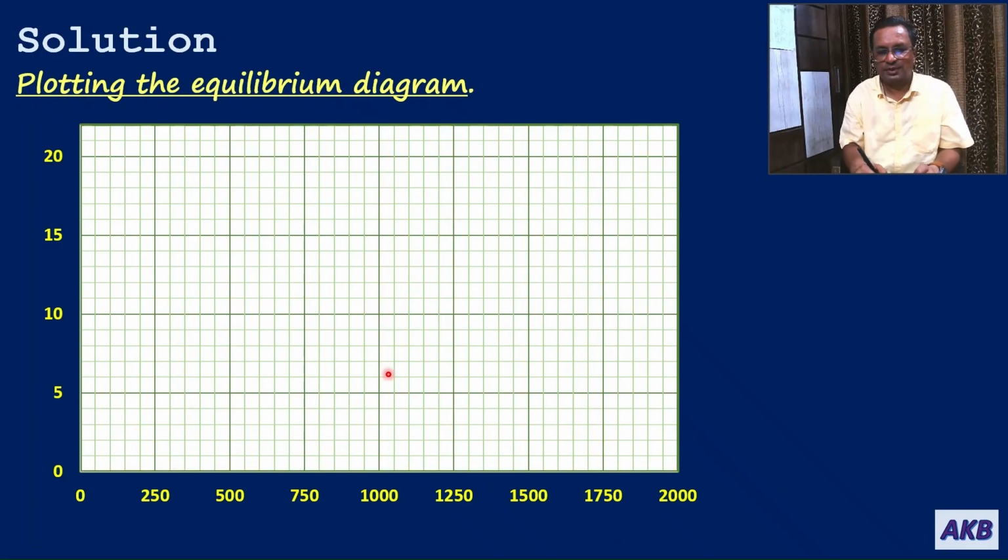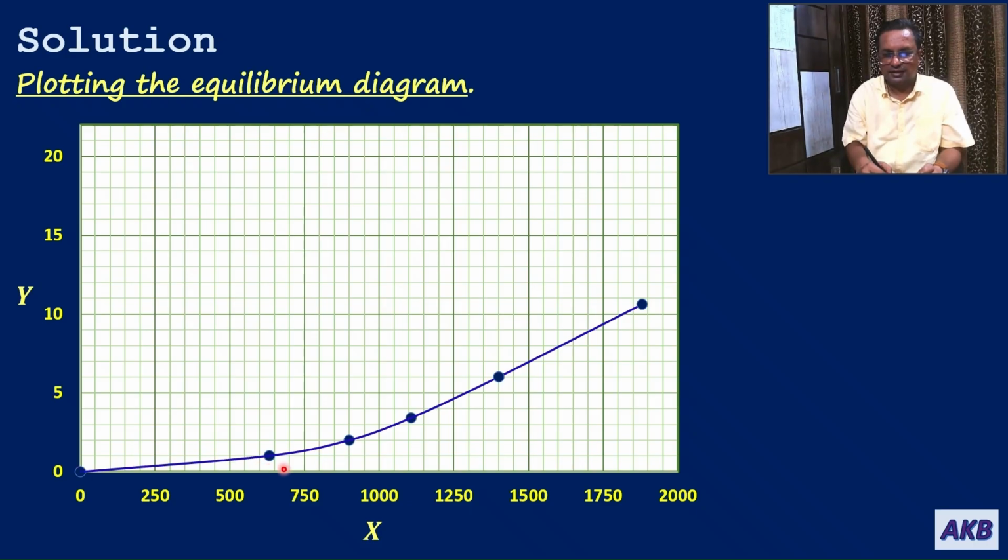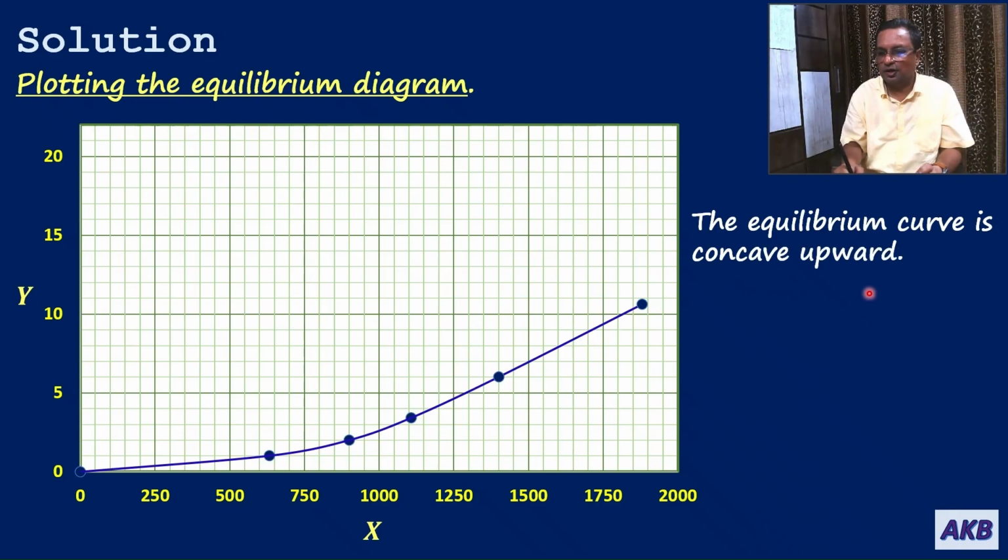So, plotting of the equilibrium diagram. I will plot capital X on the X-axis. The scale I have chosen is 1 centimeter equal to 250. And on the Y-axis, I will plot capital Y. The scale is 1 centimeter equal to 0.5. If I plot the graph, I get a curve like this. And you can easily conclude that the equilibrium curve is concave upward. Once it is fixed that the curve is concave upward, we know how to locate the pinch point and get the minimum quantity of adsorbent that can be used in this operation. Let us move ahead.